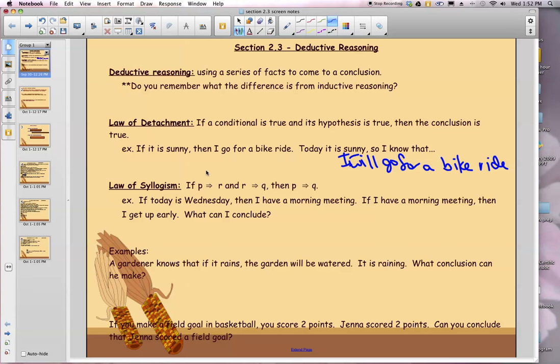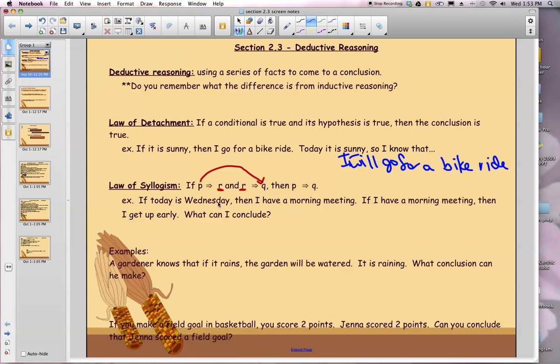The law of syllogism says if you have 2 conditional statements that are related, I wrote it in symbol form, if P then R, and if R then Q. Notice that both of these are R's, which means that the conclusion from the first sentence has to be the hypothesis in the next sentence. And if both of those are true, then you can kind of skip over them and go right from the first to the last. So that's what the law of syllogism says.